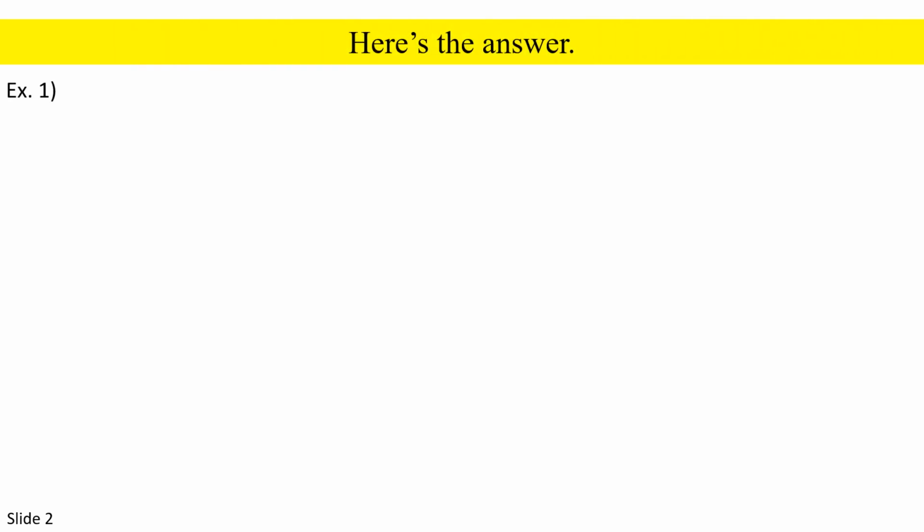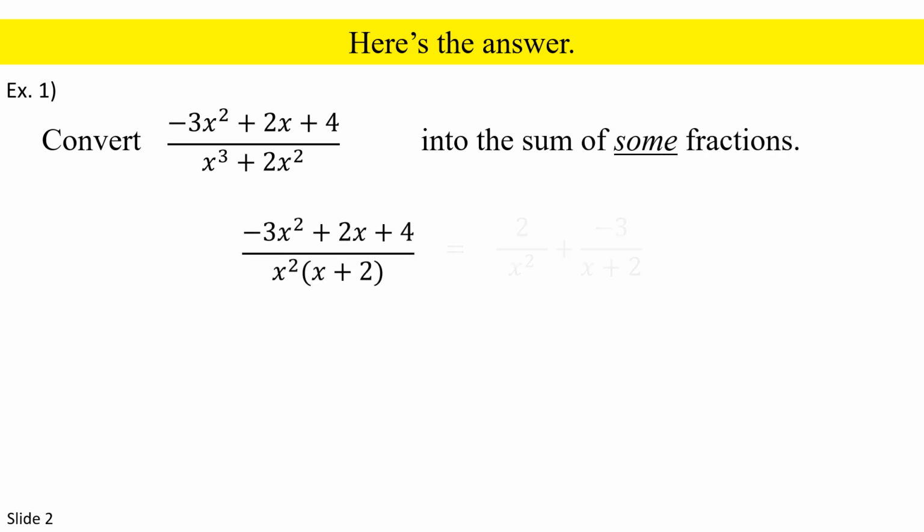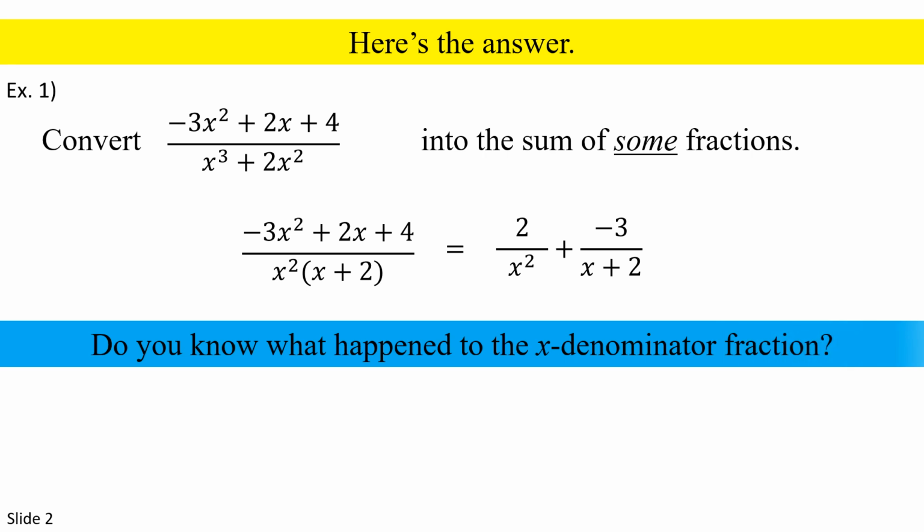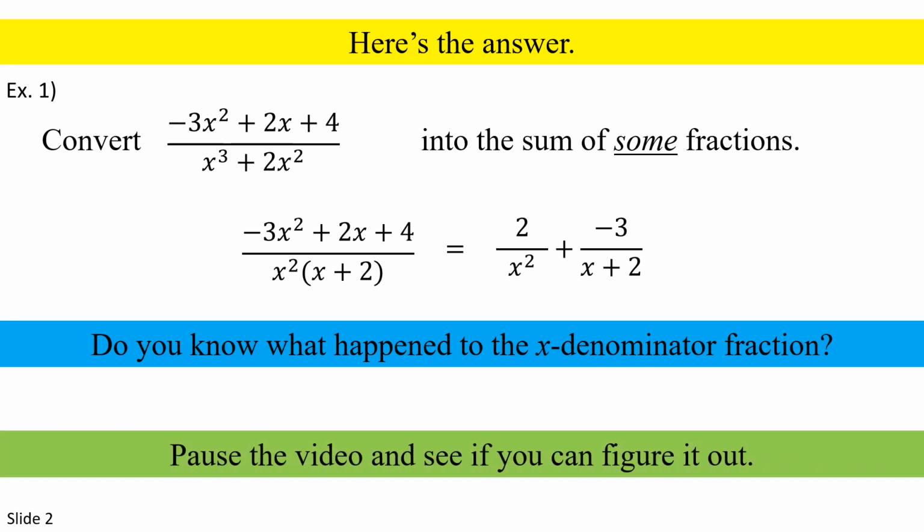So here's the answer. Example 1. I want to convert negative 3x squared plus 2x plus 4 over x cubed plus 2x squared into the sum of some fractions. And we end up with 2 over x squared and negative 3 over x plus 2. Do you know what happened to the x denominator fraction? Our denominator should have been x squared and x plus 2, the x and then the x squared because of the multiplicity. Do you know what happened? Pause the video and see if you can figure it out.